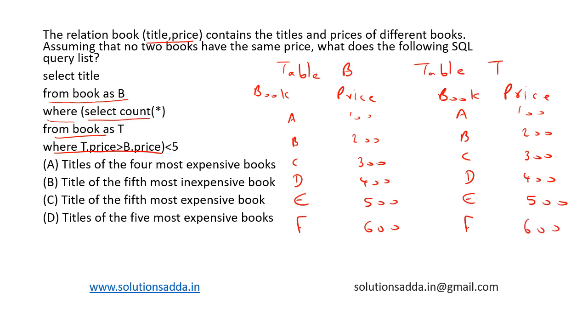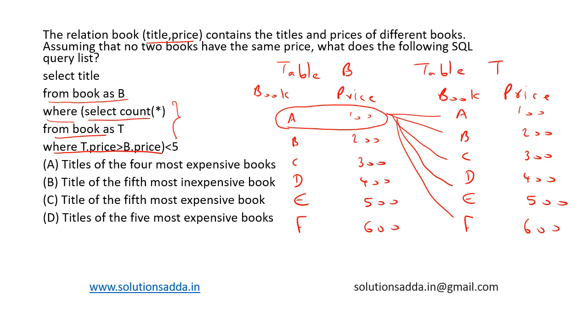So the first query will be from book as B, we are selecting the first one, and this will be compared with the subquery. A will be compared with all these values. So we are comparing the price of T.price versus B.price. This is B and this is T.